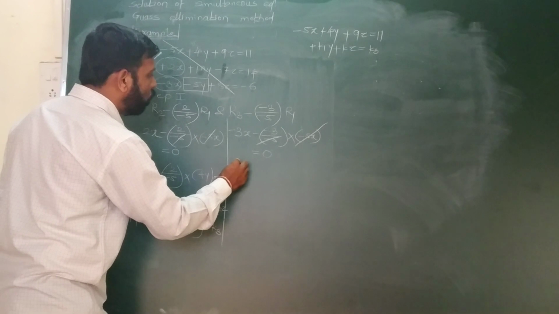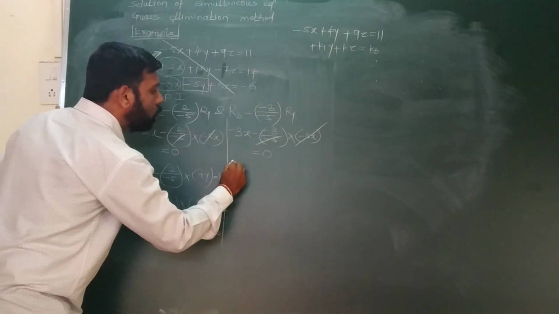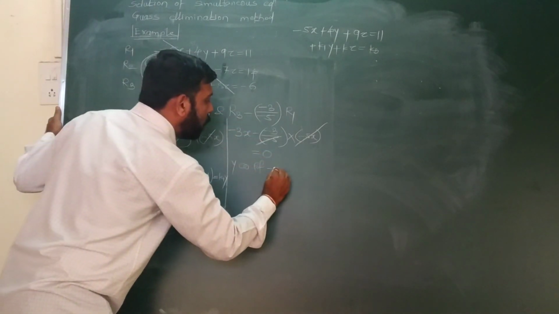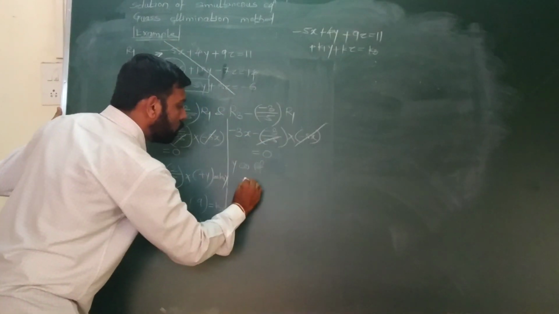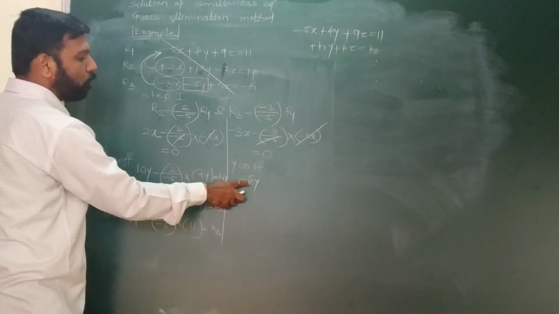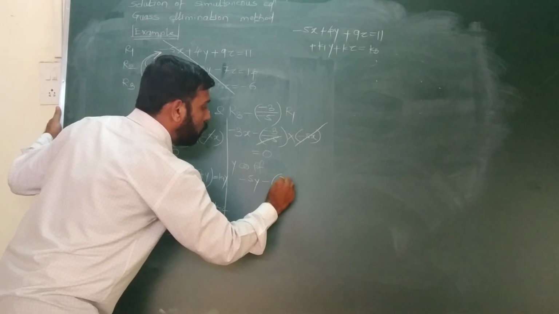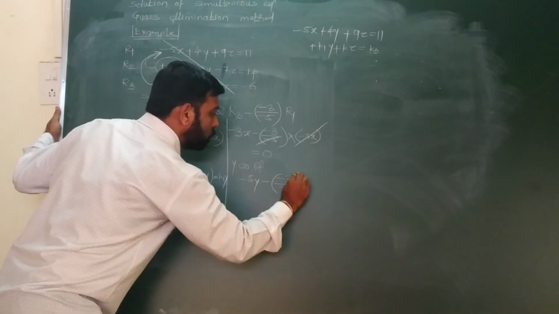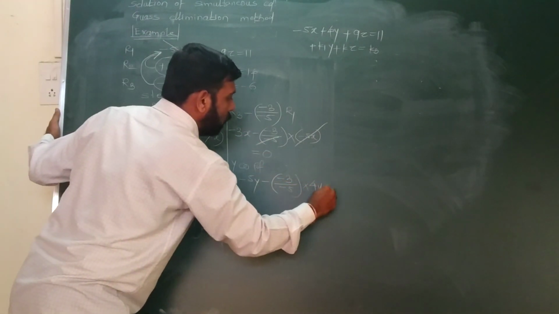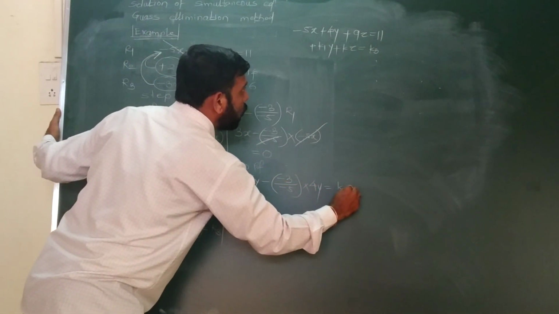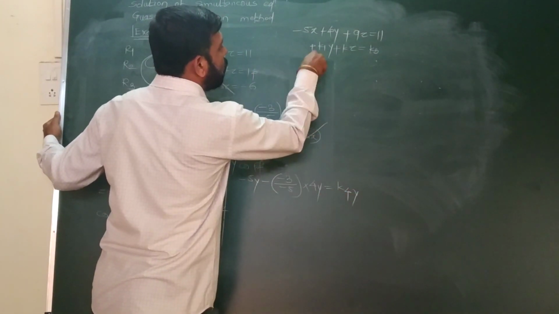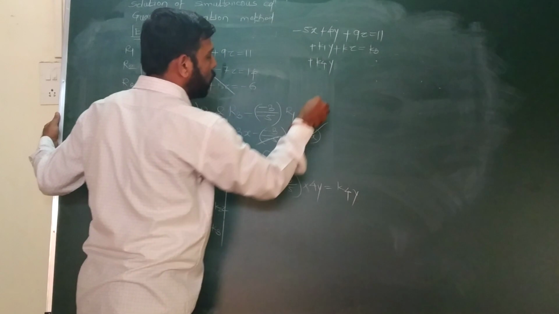Suppose I mention here one operation for the third row, the y coefficient. I will write R3, minus 5y minus the multiplying factor into its R1, which is 4y, and suppose this output is k4y. So we'll get a value at this position.